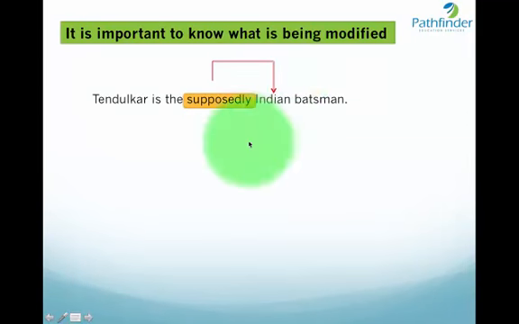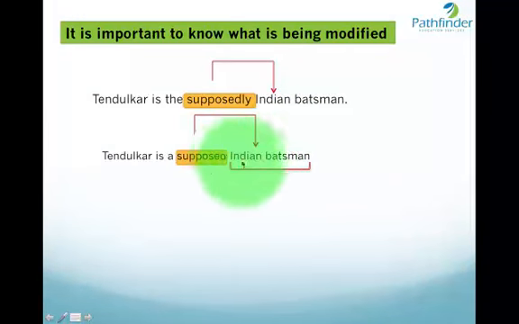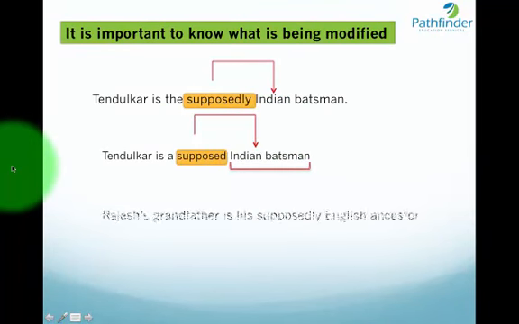we have supposed that Tendulkar is... another sentence. Tendulkar is a supposed Indian batsman. Now supposed is an adjective, and this adjective provides additional information about the noun Indian batsman. Indian and batsman, these two words together form the compound noun. Indian is the adjective modifier of the word batsman. So supposed provides more information about Indian batsman.